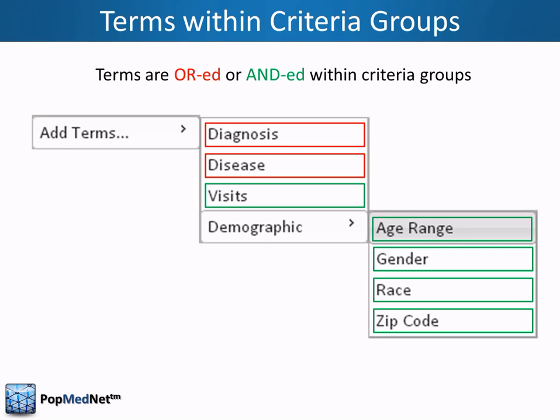Currently, the available terms include ICD-9 diagnosis and disease terms, which are ORed within a criteria group, visit terms, which are ANDed, and demographic terms, which are ANDed, including age range, gender, race, and zip code. Next, I'll demonstrate how to compose a query using the Query Composer.